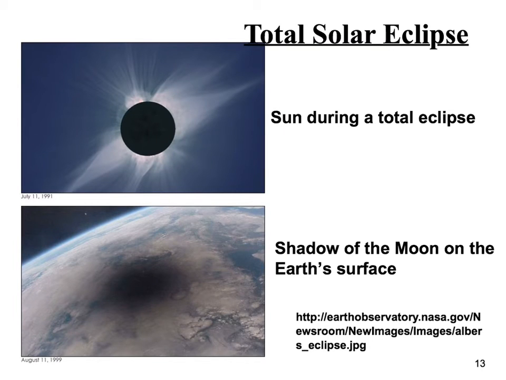So here, looking at the sun during a total eclipse, we can see these ionized outer layers of the sun. Solar eclipses are really important for giving us information about the sun that can only be seen during solar eclipses. And here again, we can see that shadow of the moon on the Earth's surface.